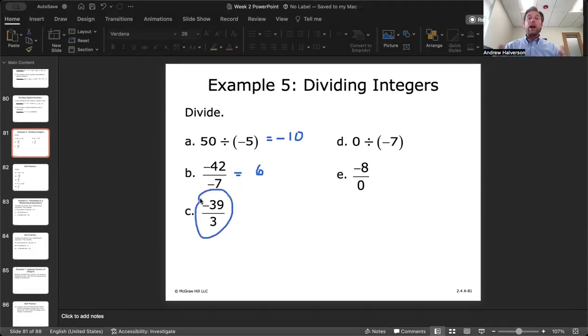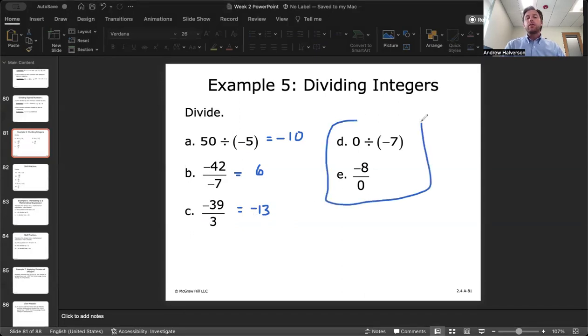Similarly here, the fraction negative 39 over 3 reads as negative 39 divided by 3. So divide the 39 and the 3 as you normally would, and it's 13. And because it's negative on top and positive on the bottom, the result is negative.